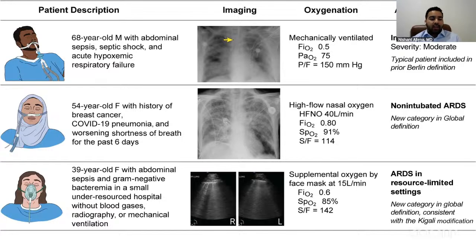And coming to our third case, wherein we have a 39-year-old female with abdominal sepsis and bacteremia, and she's in a small under-resourced, resource-limited hospital, wherein you do not have access to blood gases, radiography, or mechanical ventilation. So instead of having an X-ray or a CT showing bilateral infiltrates, you now have the lung ultrasound, which is essentially showing more of a B profile, wherein you also have supplemental oxygenation by face mask, wherein you have a flow rate of 15 liters per minute. But based on the new global definition, where even using ultrasound as a modality of imaging is accepted, this patient has been labeled as having ARDS as well.